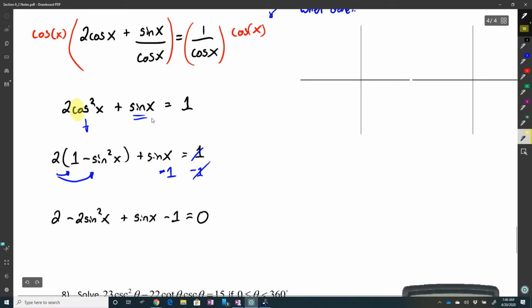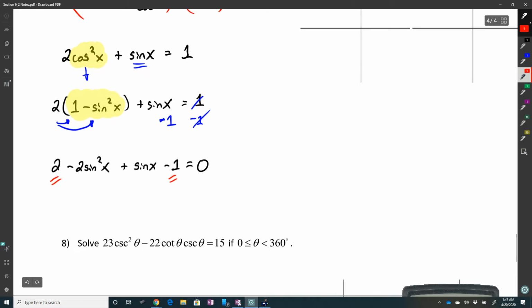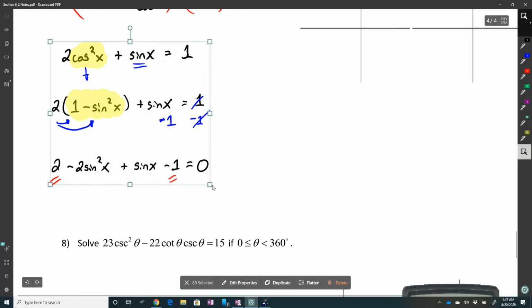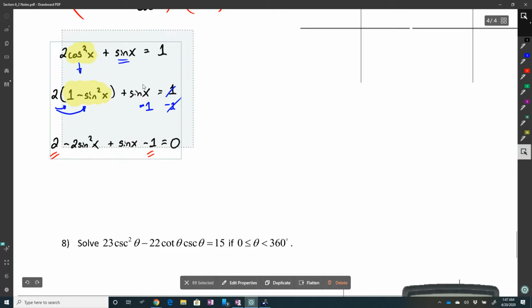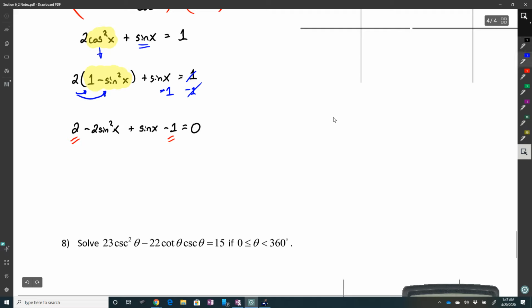All right, so let me highlight these. This turned into that. Now I can see that I have a 2 and a minus 1. So negative 2 sine squared x plus sine of x. 2 minus 1 is positive 1. But for the same reason, I don't like it leading with a negative, so I'm going to multiply both sides by negative 1.